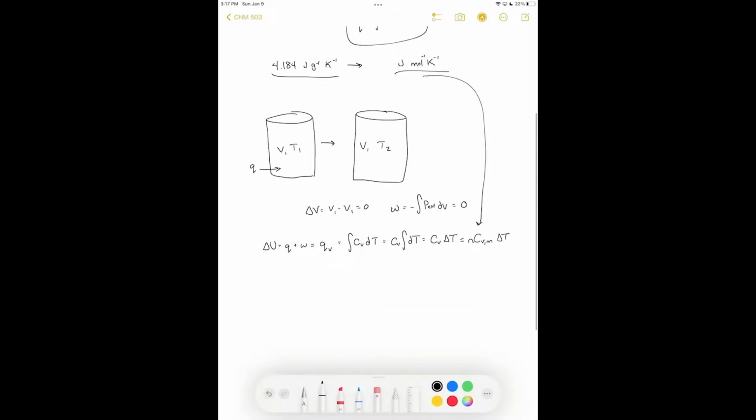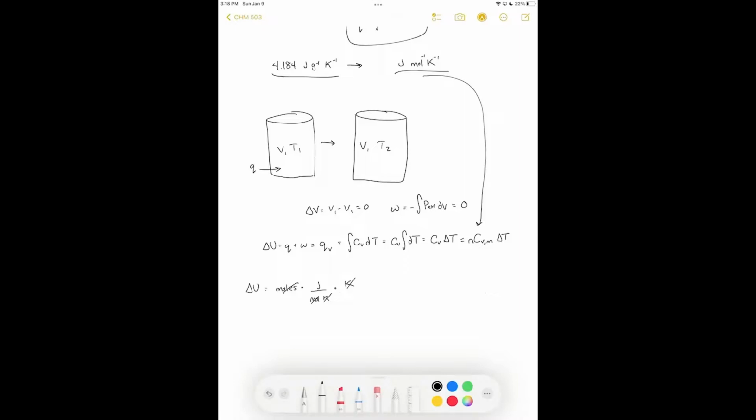So what this says is I want to know how much my energy has changed. I have my number of moles. I'm multiplying this by a heat capacity that's in joules per mole per Kelvin, and then a temperature change in Kelvin, which gives me joules. So this heat capacity is converting a measurable temperature change into a heat. And if there's no work, that heat is directly related to my internal energy.